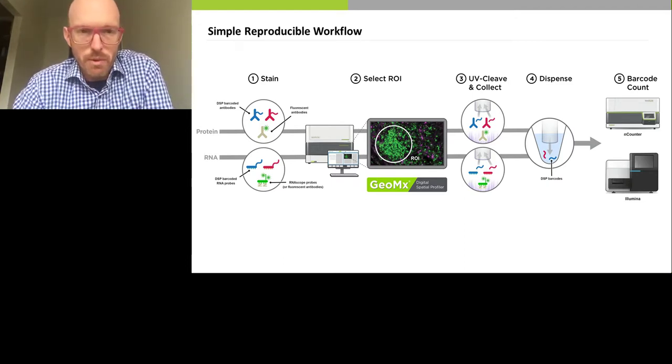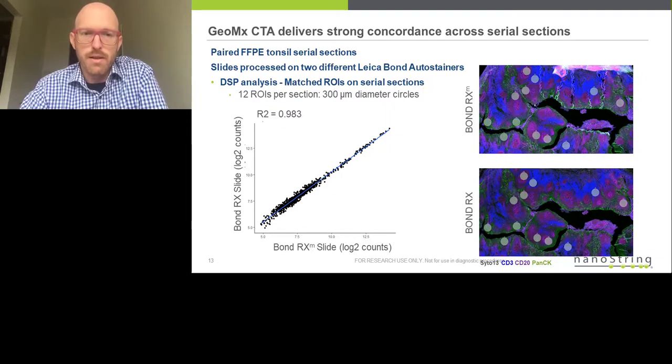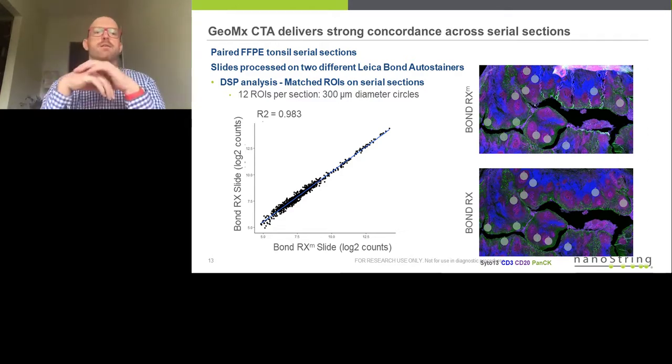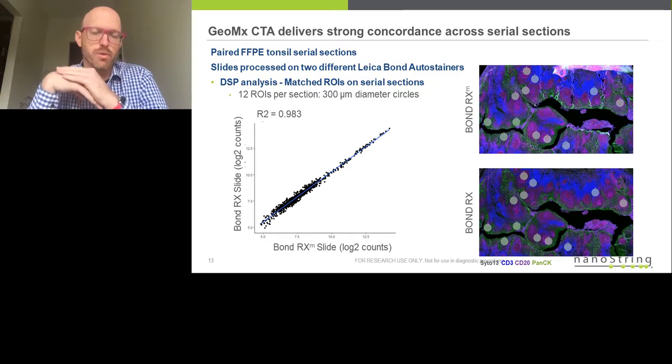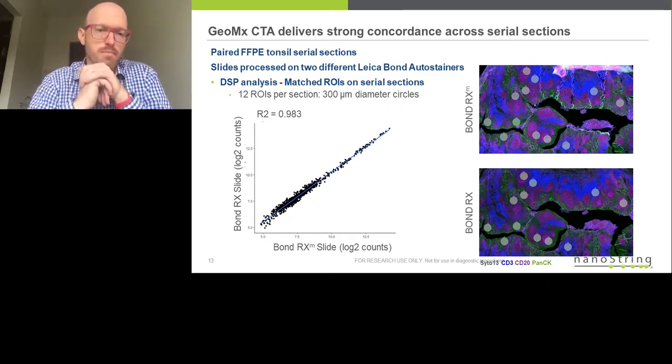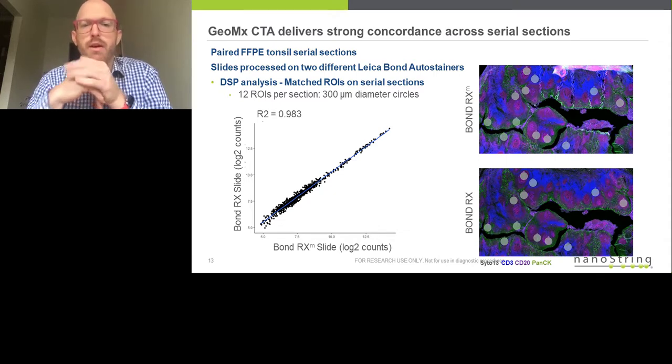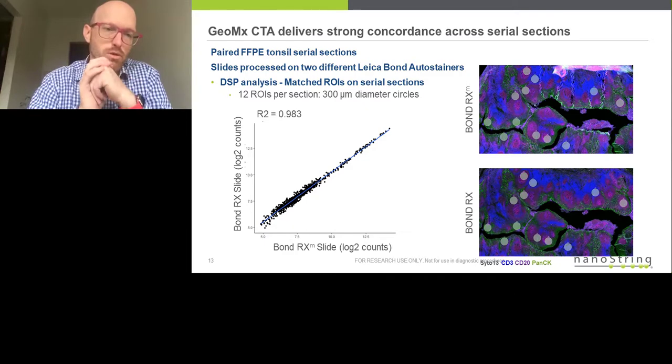So this just shows you the reproducibility of the platform. On the right-hand side, you can see two serial lymph node sections. And then you can see the correlation between selecting the same region across two different serial sections. 0.983 R squared value. This high level of reproducibility allows you to measure biological change very precisely. Another thing to point out here is that there's a large dynamic range, as you would expect from this many targets. So you see things that are highly expressed, but you are also able to discern low expressors as well.